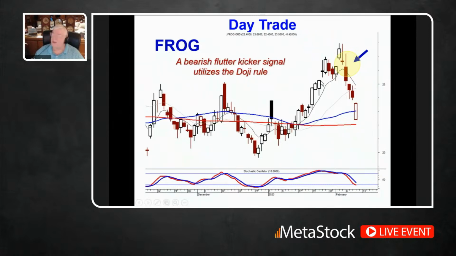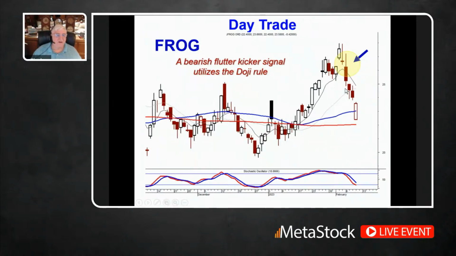Because logic says if you're in an uptrend and they're gapping it down below the previous day's open, the bears have taken control. If you're ready to do a day trade on this, again, what is our Doji rule? If it opens lower and starts trading lower, even if it comes up and then trades back down through this level, that becomes a very strong entry point to start shorting, because that's exactly what we would expect after this. Again, your bearish flutter kicker signal.